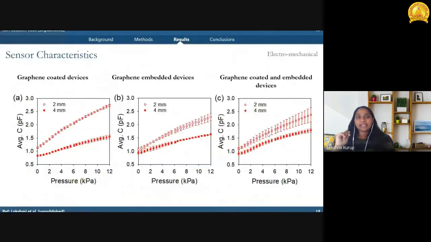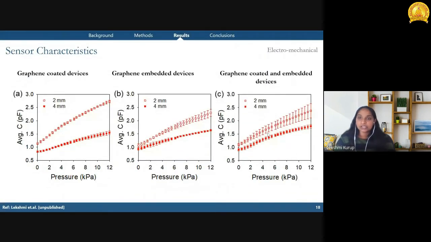Now, we have started loading these forms. For loading these forms, we have a test stand which applies the pressure, as well as an LCR meter which collects or measures the capacitance.